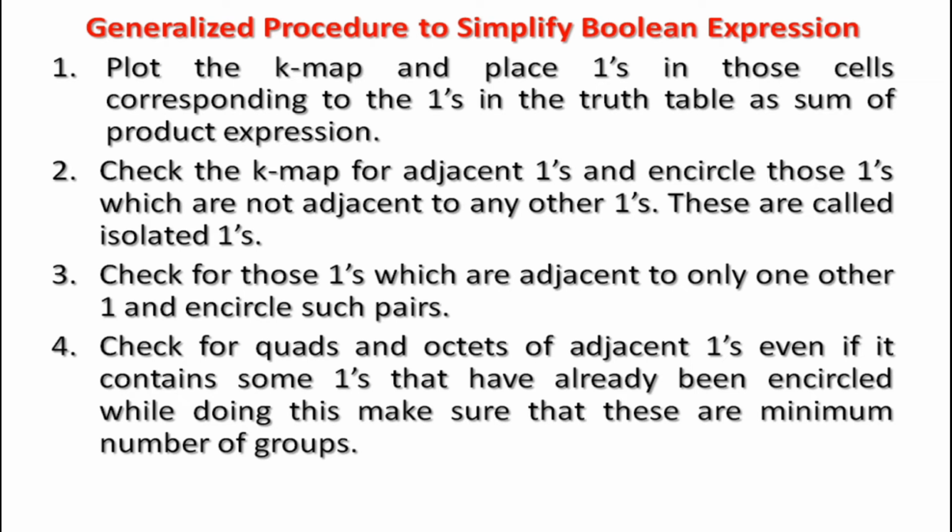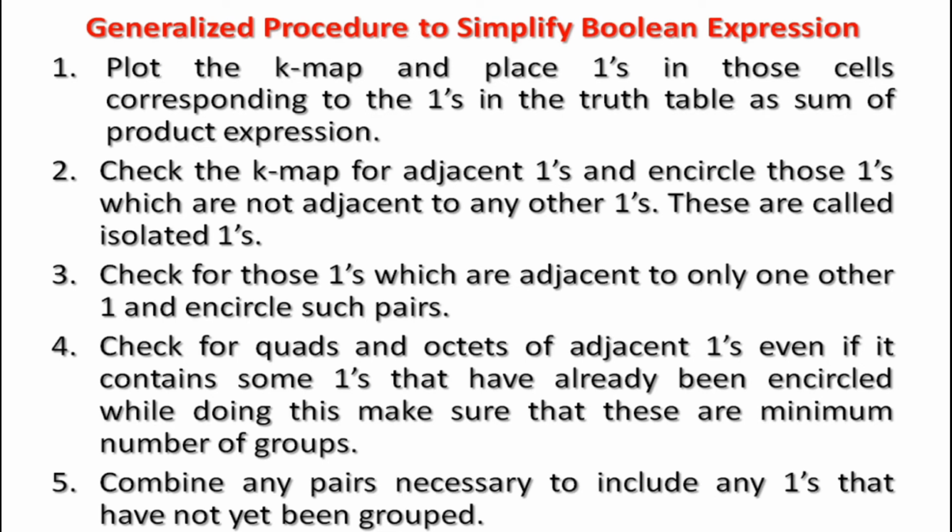If you encircle those ones which are only side by side with one another, we call it a pair. So check for quads and octs of adjacent ones, that is four ones or eight ones, even if they have already been encircled, and we have to ensure that there is a minimum number of groups.